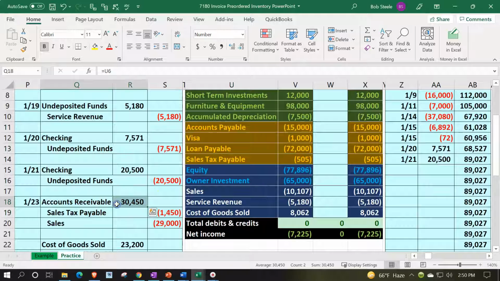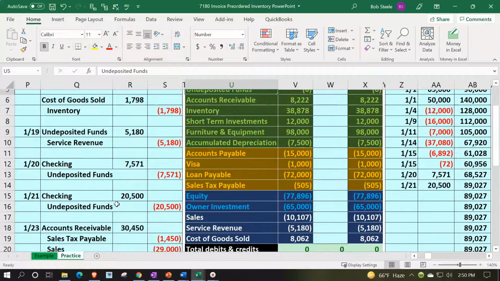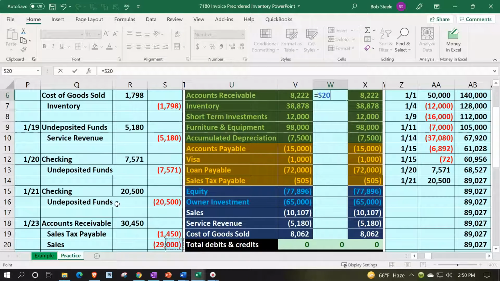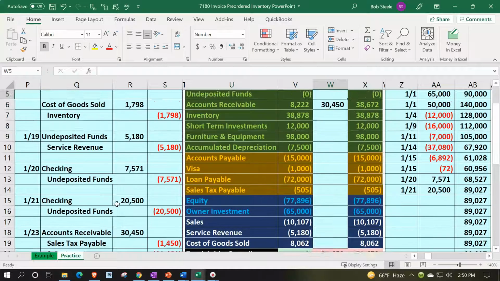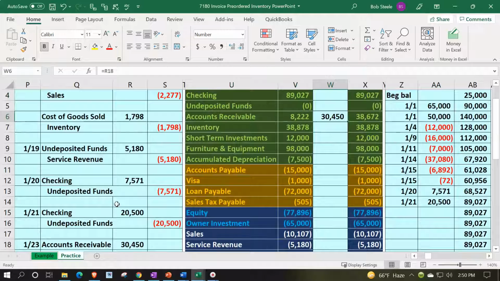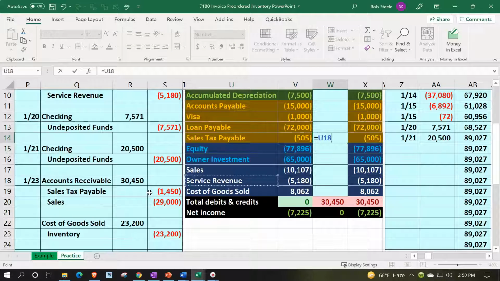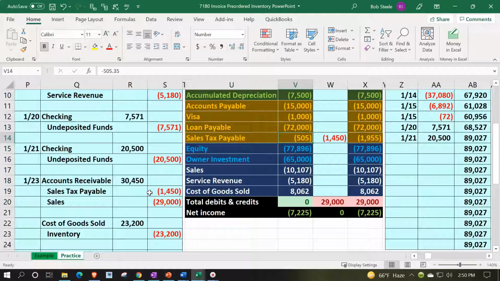We got the AR, accounts receivable, the R. And so we're going to go up and we're in cell W6 equals that accounts receivable 30,450, going from 8,222 by the 30,450 to the 38,672. Then the sales tax payable is the next item down here in W14 equals that 1,450, increase in the 505 and the credit direction by the 1,450 to the 1,955.